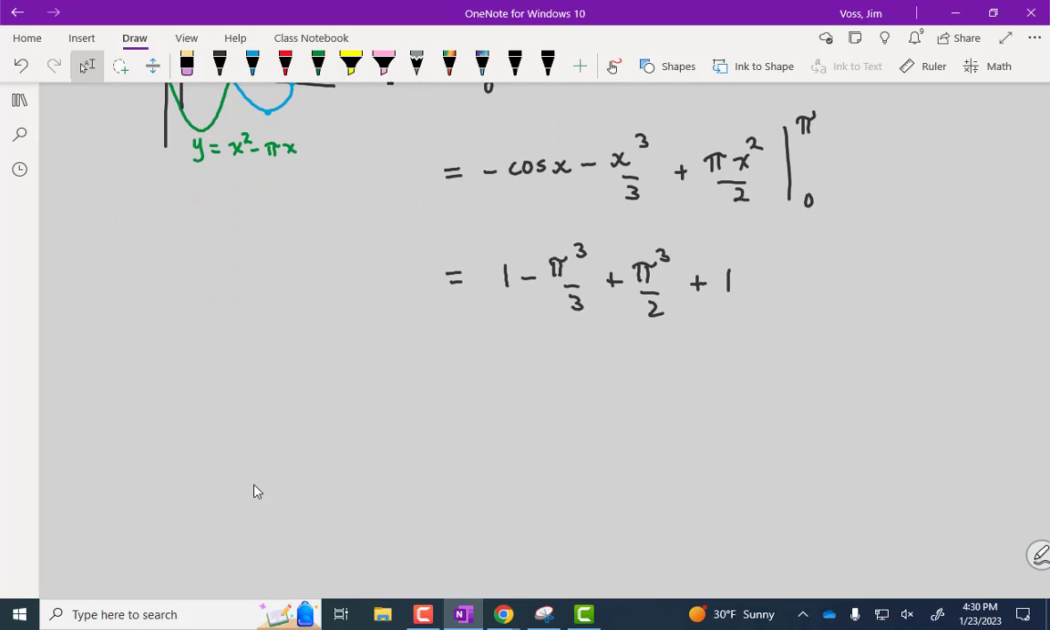So then we're going to end up with 2. And if we get a common denominator of 6 for these two terms here, we're going to have minus 2 pi cubed and plus 3 pi cubed, which is 1 pi cubed over 6.